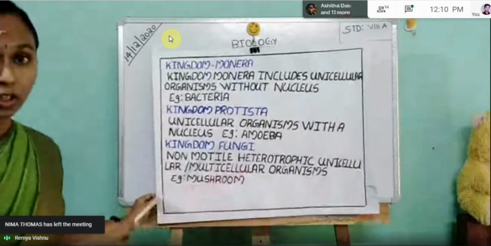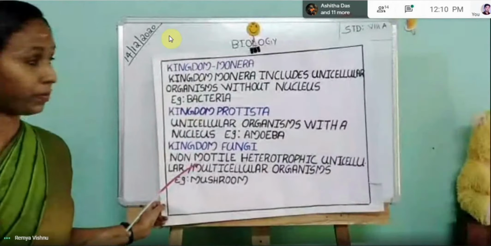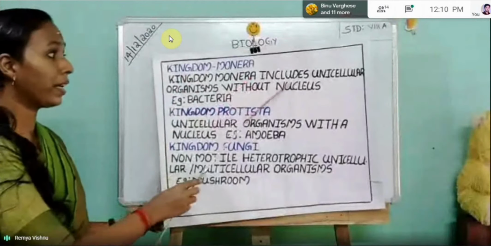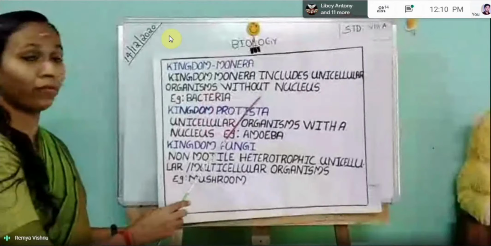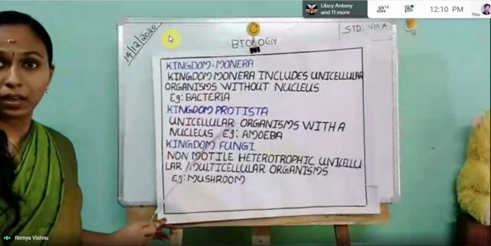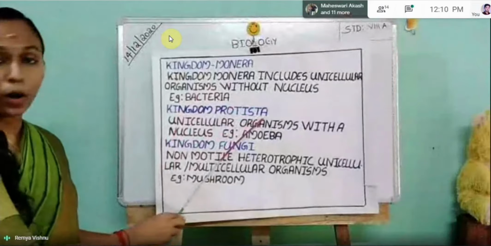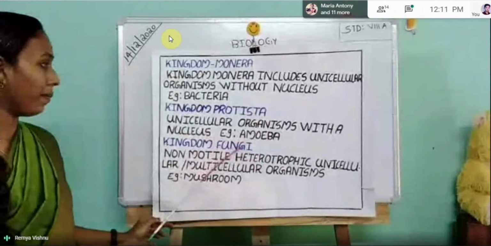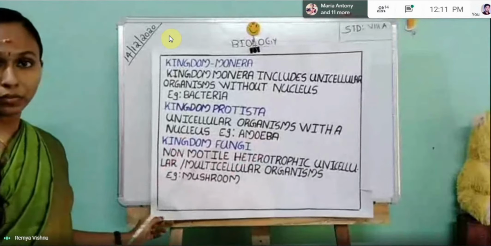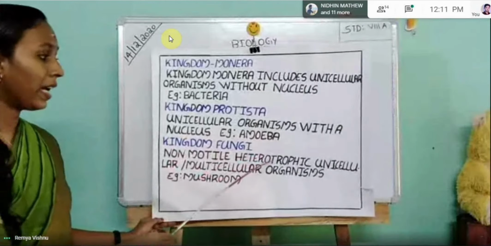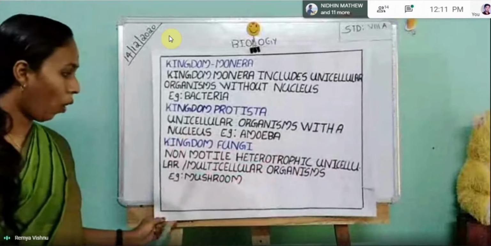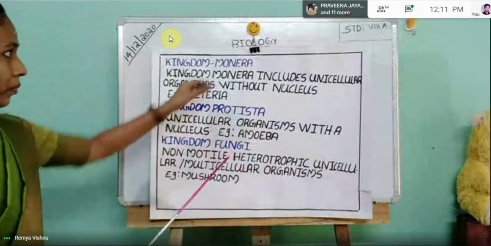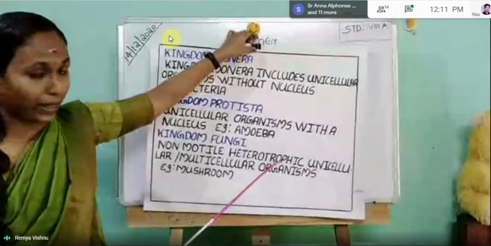From group 1, who is ready to read this chart? Kingdom Monera. Kingdom Monera includes unicellular organisms without nucleus. Example, bacteria. Kingdom Protista. Unicellular organisms with a nucleus. Example, amoeba. Kingdom Fungi. Non-motile, heterotrophic, unicellular or multicellular organisms. Example, mushroom. Are you clear? Okay.